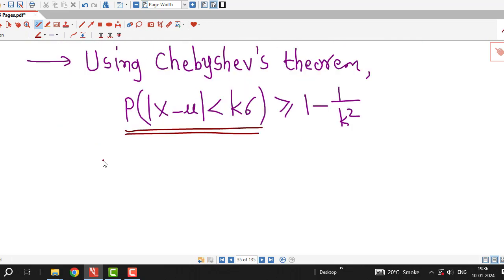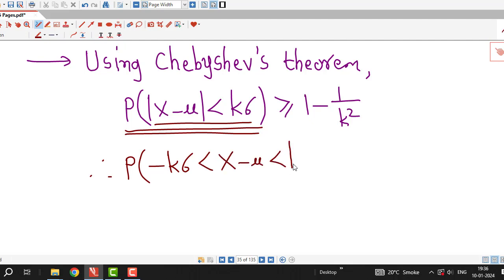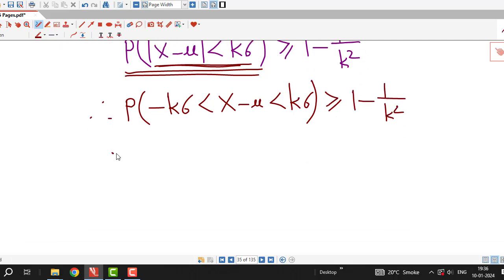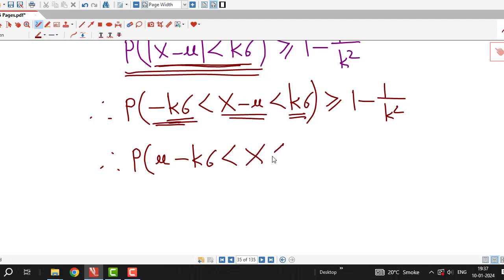Now I am using that the absolute value of X minus mu less than k sigma, which I can rewrite as X minus mu lies between minus k sigma and plus k sigma. So I am writing this inequality in another form, and the rest of the things as it is, greater than or equal to 1 minus 1 by k square. Now here I require capital X, therefore I will add the value of mean mu to each term. Therefore the probability that mu minus k sigma, adding mean mu in each of the three terms, so I will have X only, and less than mean plus k times sigma, is greater than or equal to 1 minus 1 by k square.